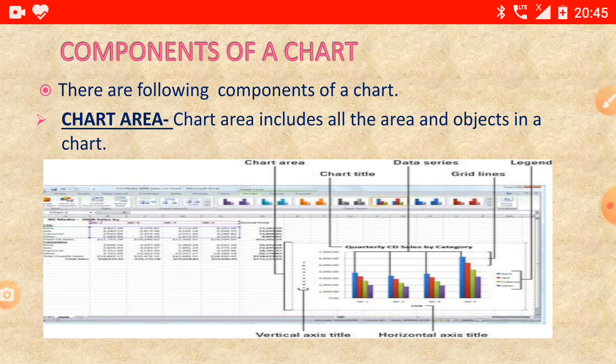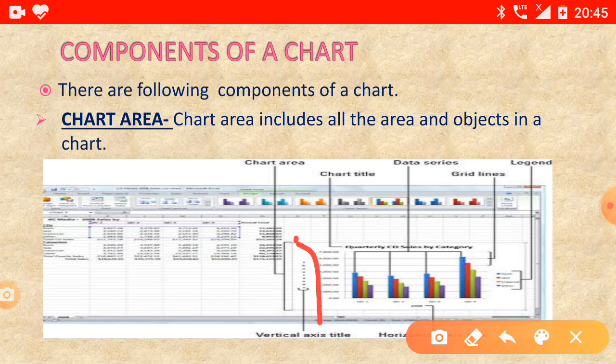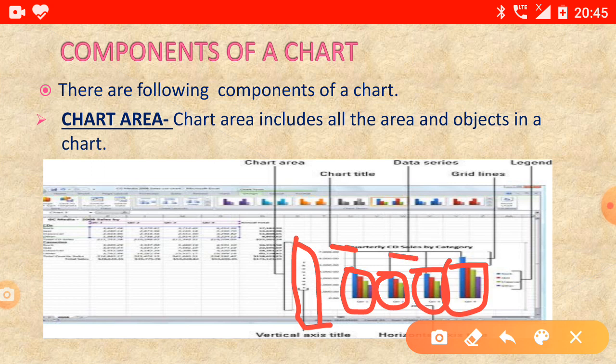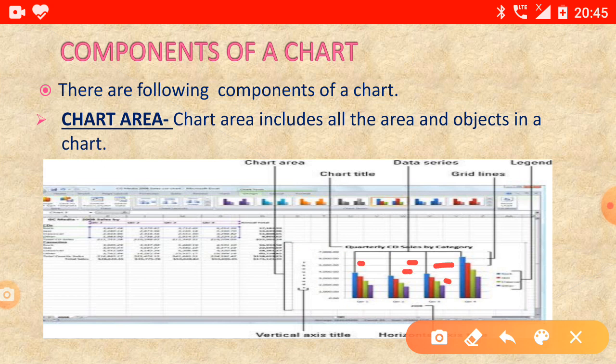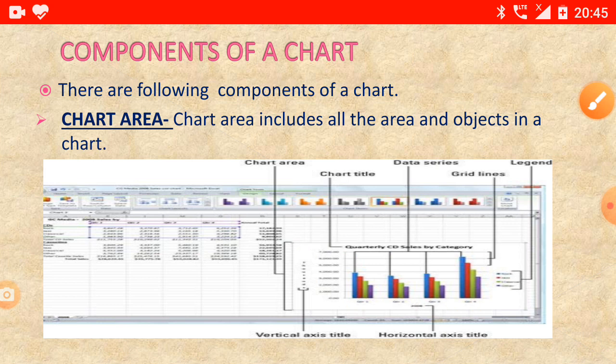This line is the horizontal axis, and this line is the vertical axis. This is the chart title. And these are the data series. The lines drawn between the chart are known as grid lines. And this is the legend.